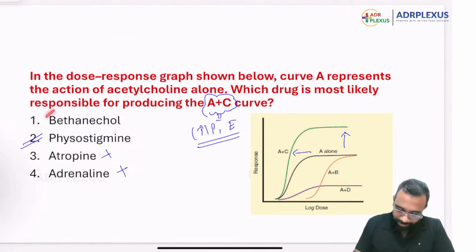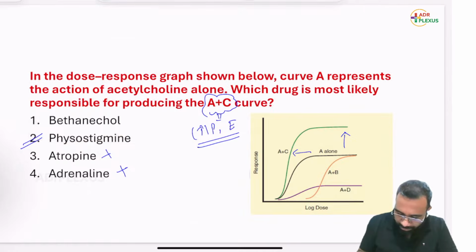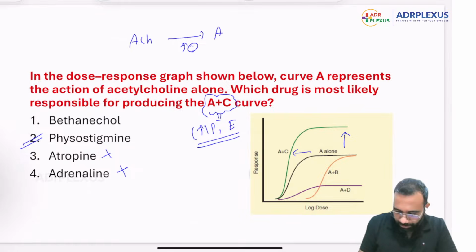Why, sir? Why not beta-nicotinic, right? So what is physostigmine doing? It is going to inhibit the degradation of acetylcholine, thereby increasing the concentration of acetylcholine.